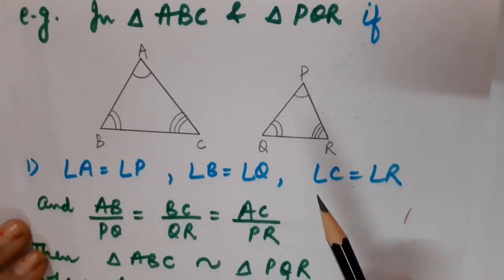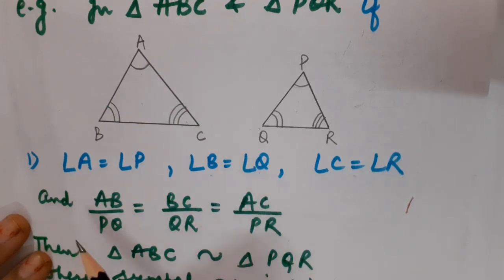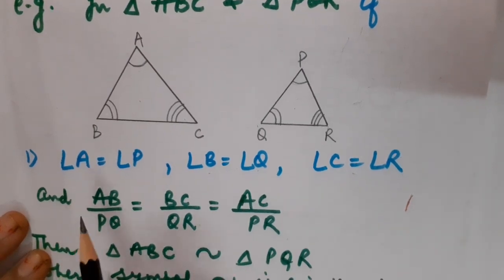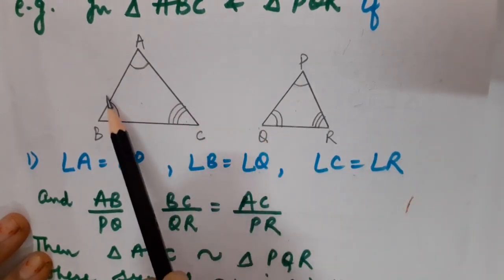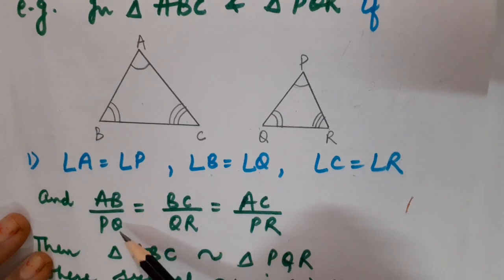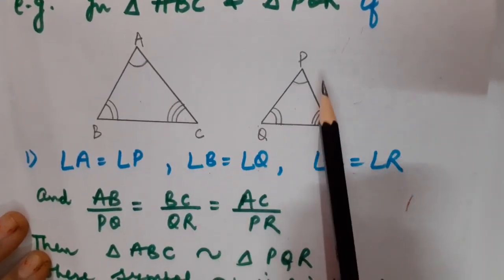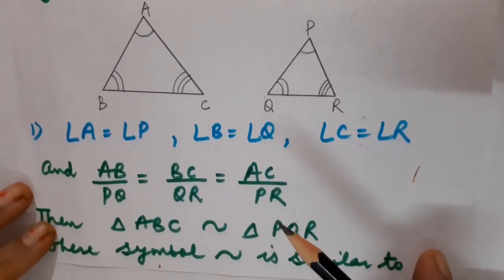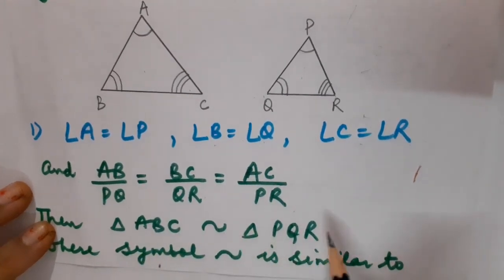Along with it, children, one more condition is required, that is the ratio of the corresponding sides. Correspondence relation matters a lot in similarity. Please keep this thing in your mind. Corresponding means AB is in the correspondence with PQ. So the ratio of AB and PQ, that is AB upon PQ, must be equal to BC upon QR, must be equal to AC upon PR. Fine children? If both the conditions are satisfied, then we can say that triangle ABC is similar to triangle PQR.